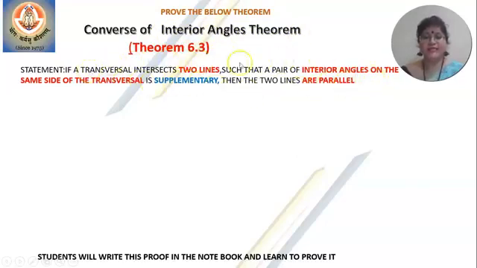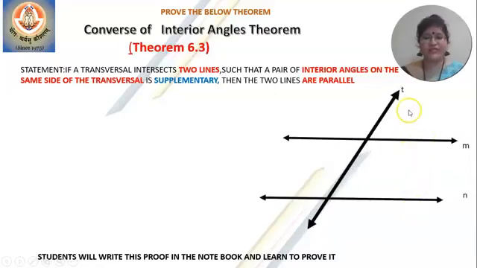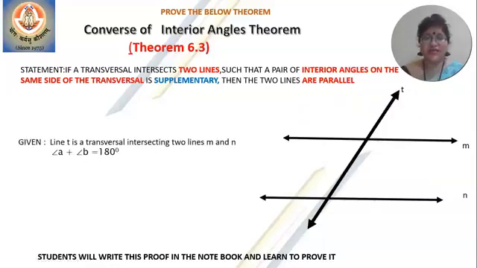Now according to this statement, what is given? And how will you draw the diagram? You will take two lines M and N and you will take a transversal T. So given T is a transversal intersecting two lines M and N, and A plus B is 180. Now where will you take A plus B? Again, the clue is here. Interior angles are supplementary. So where will A and where will B come? A will be here, B will be here. Or you could take A here and you can take B here.